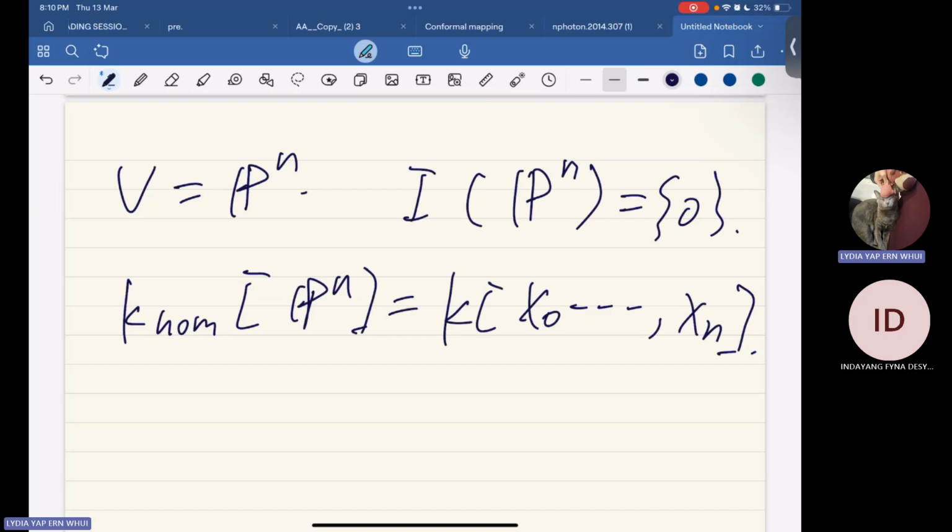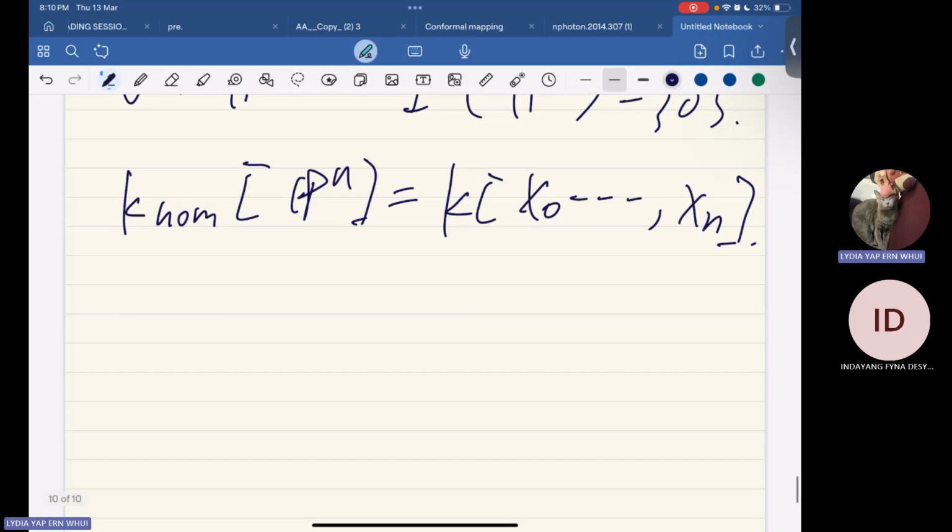Now let's see it as a graded ring. We know that each graded piece should be the subspace spanned by monomials of the same degree, because I think this is just from our last section that every graded piece is just the homogeneous polynomials of degree d, right?